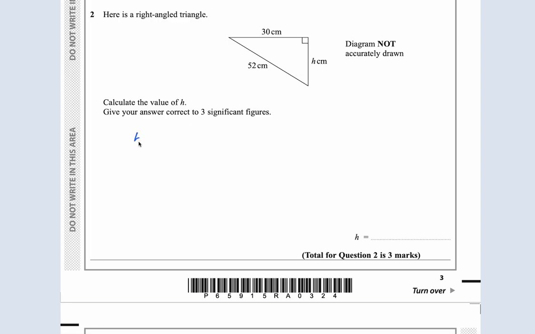And Pythagoras says that h squared plus 30 squared equals 52 squared. This squared plus this squared equals this squared. This is the longest side. Then I just subtract, so h squared is 52 squared minus 30 squared. I'll subtract this one, and then I could actually use my calculator to get 52 squared and 30 squared, but before that I'm just going to get the square root of 52 squared minus 30 squared.